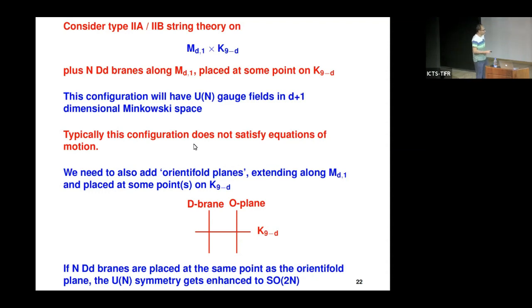Now it turns out that the orientifold planes don't carry their own gauge group. So if you have a configuration like this, the gauge group that you get is still U(N). But if the D-branes are placed at the same point as the O-plane, then this orientifold plane can enhance the gauge group. In particular, if these N D-branes are placed at the same point as the orientifold plane, then the U(N) symmetry that we see gets enhanced to SO(2N), which is a bigger gauge group. So this way you can get SO gauge groups.